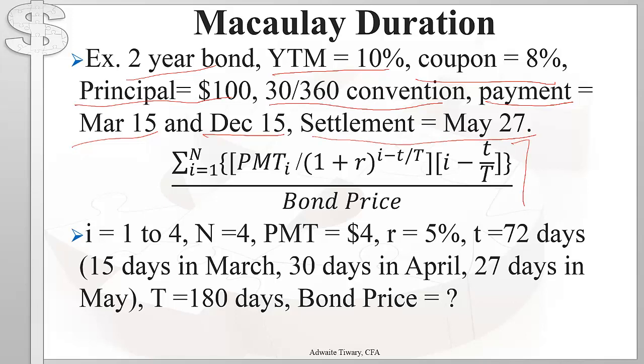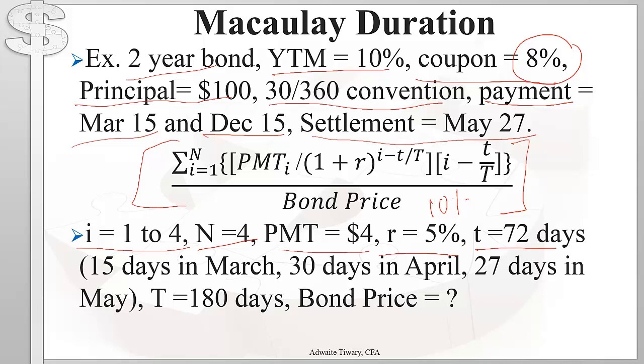This is the formula again for Macaulay duration. Now let's see, little i is 1 to 4 because it's a 2-year bond and interest is being paid twice a year. So we have 4 periods, which makes n equal to 4. Payment 8% annually, which means $4 every period. 5% every 6 months because it's 10% per year yield to maturity.